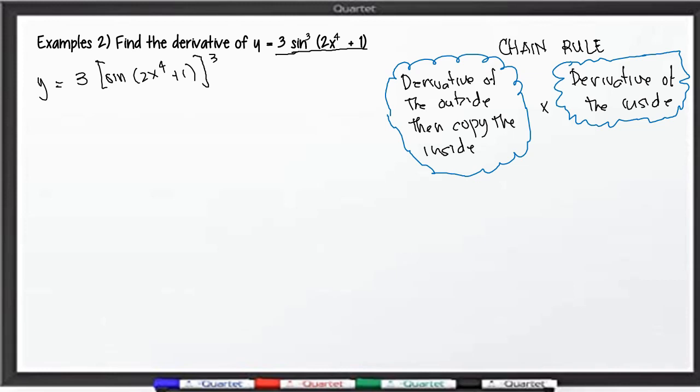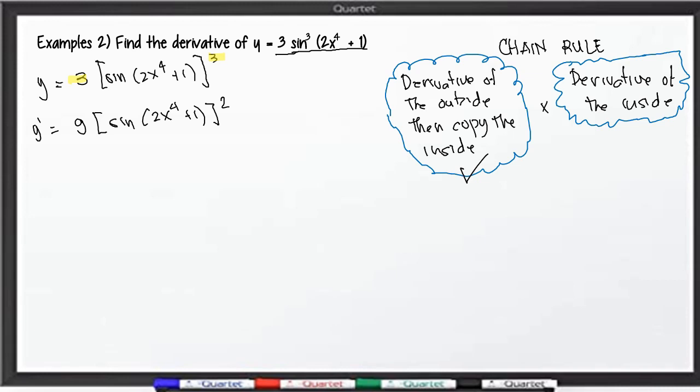Let us get the y prime and apply the chain rule. Y prime is equal to derivative of the outside. What is the outside function? This one is the outside function. This one. 3 times 3, tas magiging 3 minus 1 to, no? Sige, let us try to do that. So that will be 9 times the quantity sine, copy the inside, 2x to the fourth plus 1. Ayan po yung paliwanag, ano? Tapos, ito na po yung 2 kasi derivative of the outside nga po tayo. And then, nakakopya na rin po natin yung inside. We are done with the first cloud.